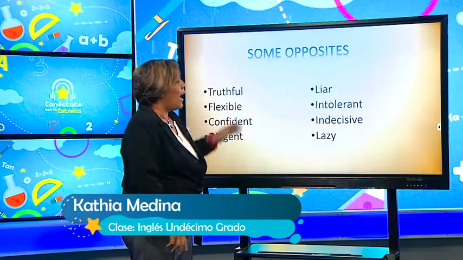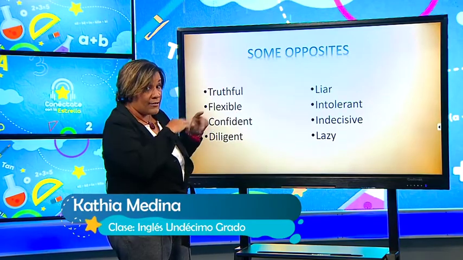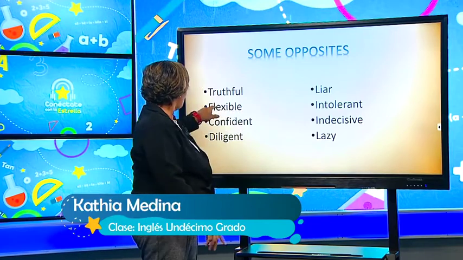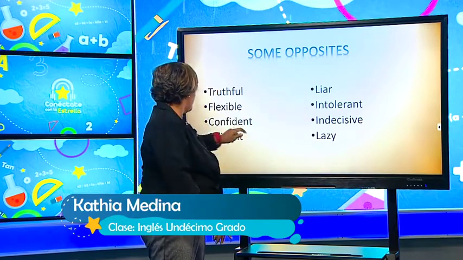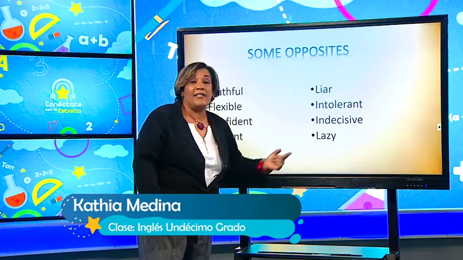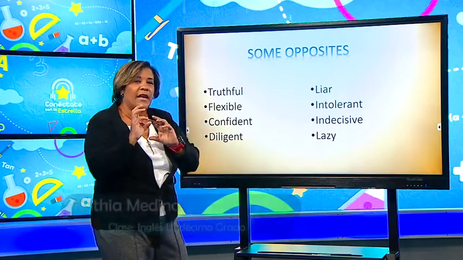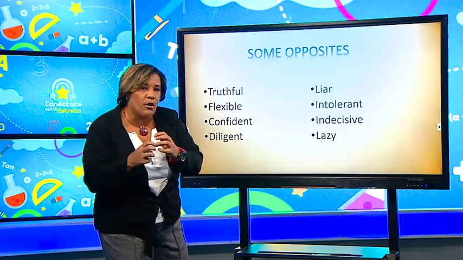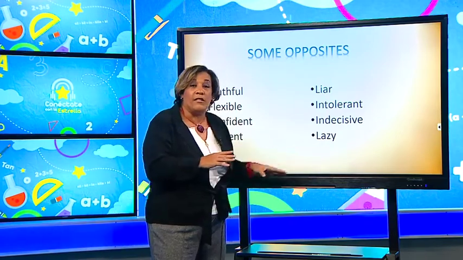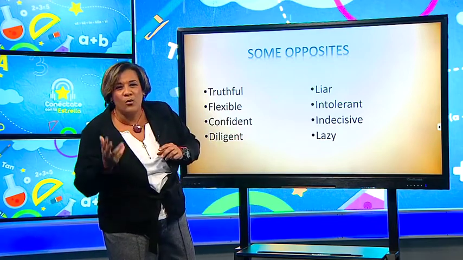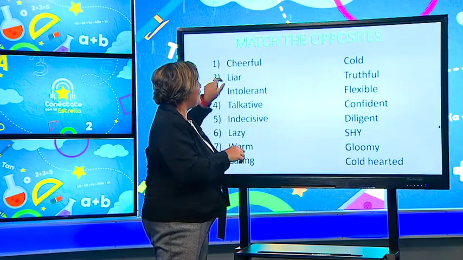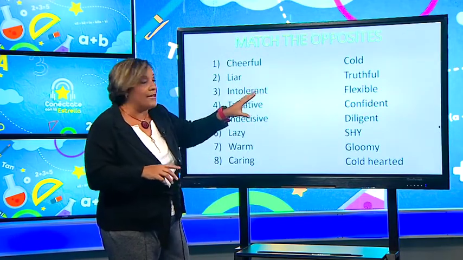Okay. Other opposites, practice, remember this is a practice. Truthful, liar, flexible, intolerant, confident, indecisive, diligent, lazy. It's very important that you see that sometimes I change the words. For diligent, I put lazy. So it's a person who doesn't like to work. And diligent is a person who likes to work, okay? So let's take a look at this practice.